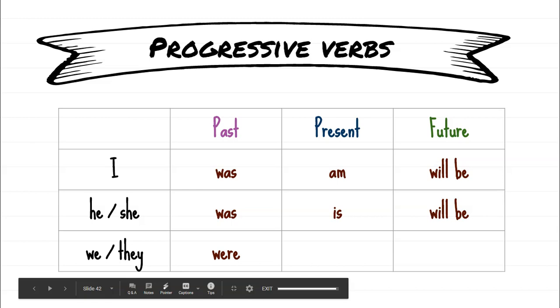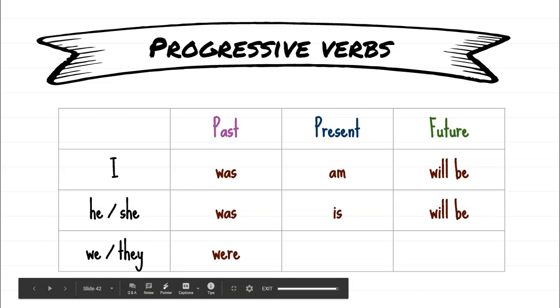It will sound very strange if we say we was studying or they was studying. There needs to be a little change. And so the verb changes its form slightly. We'll say we were studying. They were studying. Do you think it will stay the same or change in the present?